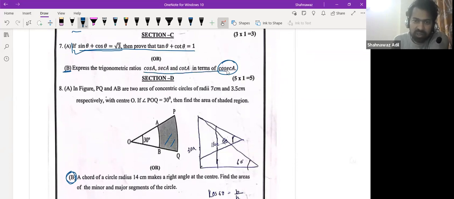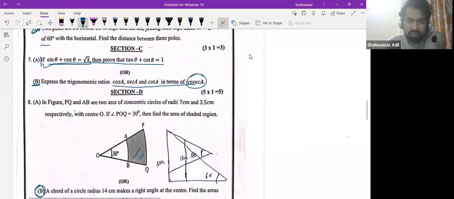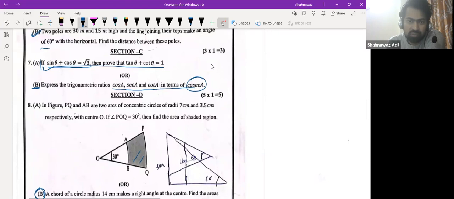This you already have, right? But in the seventh one, A, it is telling sine theta plus cos theta is equal to root 3, then prove tan theta plus cot theta is equal to 1. So we should prove that, right? So we proved that one, right? We already proved that tan theta, but you said that is wrong. No, we proved just now, right?